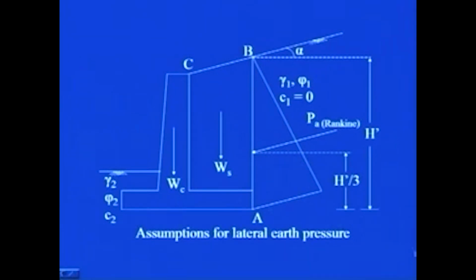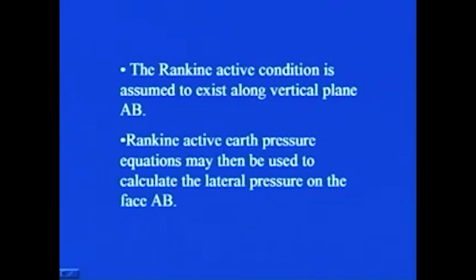This is the basic assumption, that the failure is taking place along this vertical plane which is AB. So, you have to make an assumption that the Rankine active condition is existing along the vertical plane AB, as I showed you in the previous figure, and then subsequently you have Rankine's expression. You can use that to find out your Rankine active earth force which will be acting on the face AB.